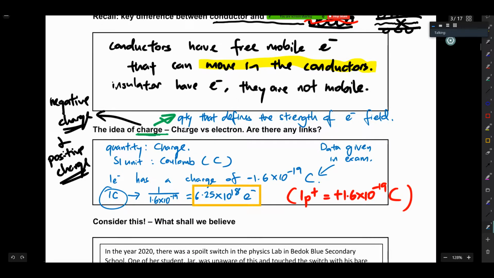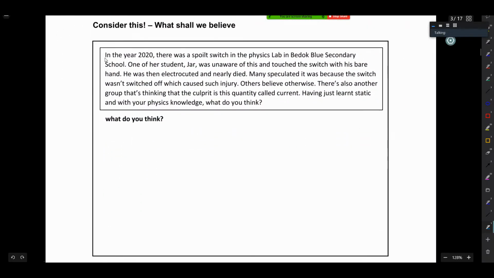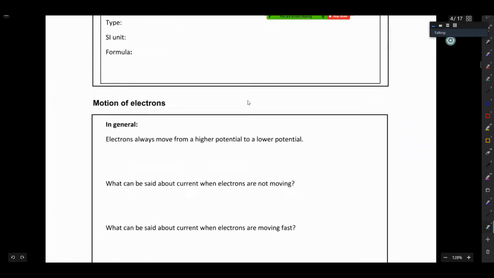Okay, with this I think I can move on. Anyone got any question? You have 10 seconds to raise any question if you have. If not, we'll move on. I'll go through this in class. Yeah, so let's move on to current.